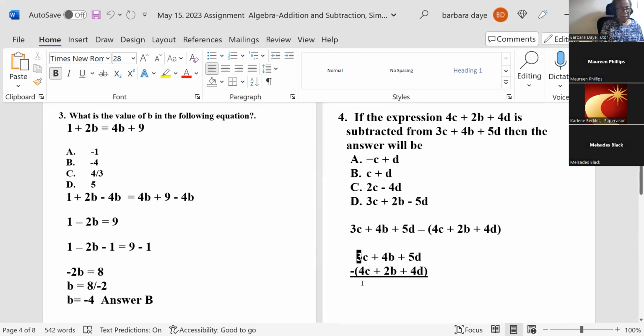You have a plus 3C and a minus 4C. Oh, Lord, so that is minus 1C. Okay, minus 1C, plus 2B, plus 1B, plus 1D. Is that answer there?